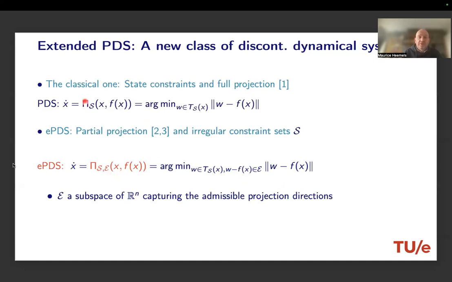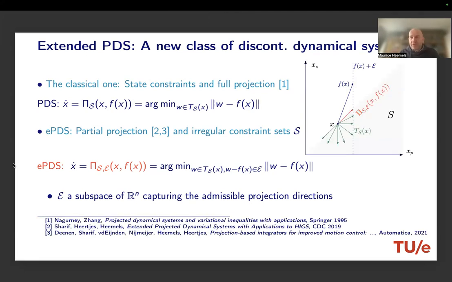So instead of having this projection operator, we're going to move, for closed loop control systems, to this configuration, where we not only are looking for the closest vector in the tangent cone to the original vector field, but we put the additional restriction that the projection direction actually has to lie in this subspace, this linear subspace calligraphic E, right? So that for instance could specify we're only allowed to project along the controller states.